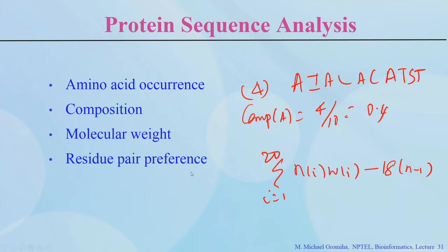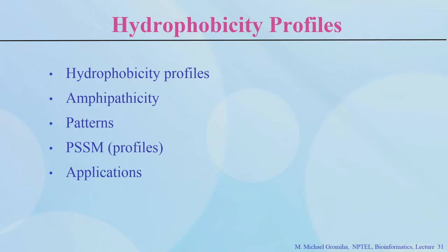Then you can get a residue pair preference, how for each two residues, dipeptides, they come close to each other. For example, here A is with L, this A is with T, this A is with C and so on. You can get the residue pair preference.